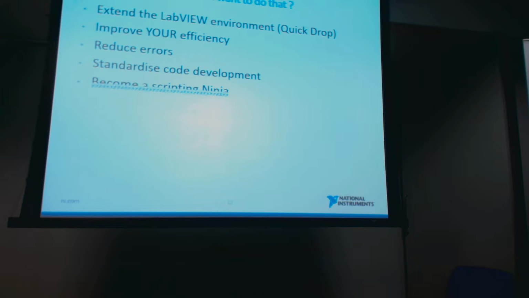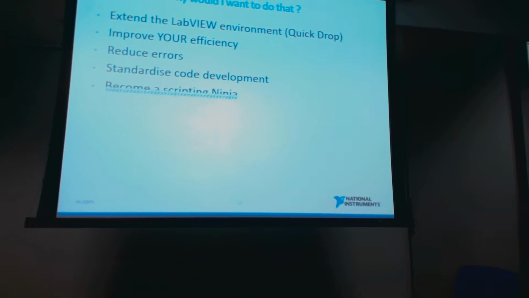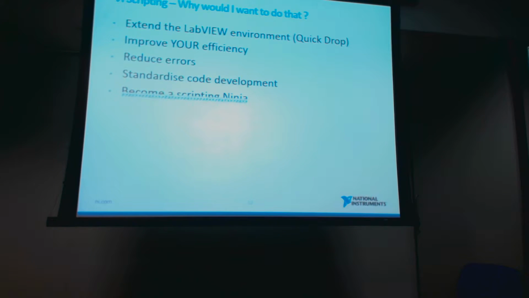Improve your efficiency. If there are repetitive tasks that you're performing constantly in LabVIEW, it makes sense to automate them through the use of scripting. If there are things that you're constantly performing in LabVIEW, then chances are there's a scripting API method or property that will allow you to automate that. And that in turn reduces errors. Anytime we can automate a repetitive task, it reduces the chance of introducing variation and it allows us to reduce errors. It also allows us to standardize code development. If we have these automated tools for generating code, then we can standardize how our organization develops LabVIEW code.